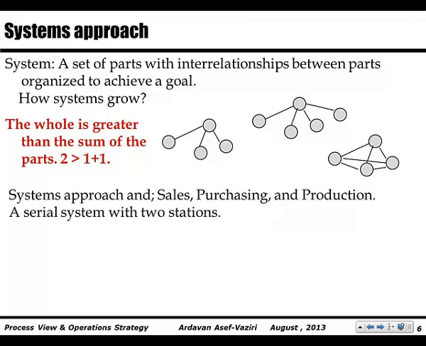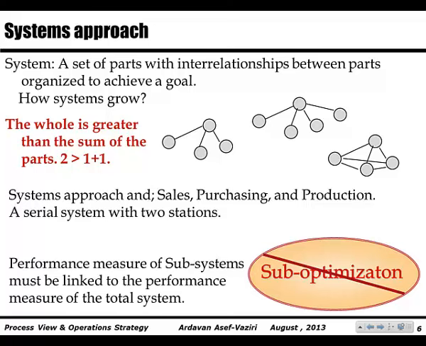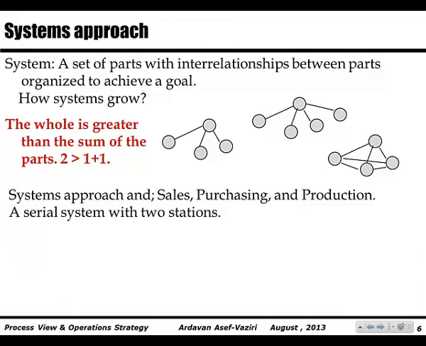In systems approach, we should think about what is at benefit of the total system, not what is at benefit of components of a system. Performance measures of subsystems must be linked to the performance measure of the total system. Let me give you an example.